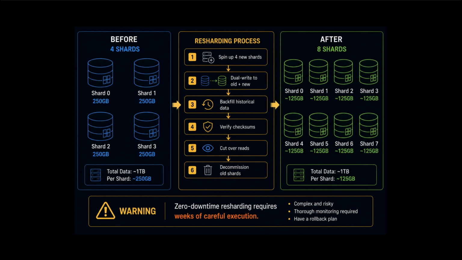A typical resharding process involves dual writing, that is, to both old and new topology simultaneously, backfilling historical data in the background, verifying data integrity with checksums, then cutting over reads and finally writes. The whole process can take weeks for large datasets. Tools like Vitess have built-in online schema changes and resharding workflows that automate parts of this, but it's never trivial.